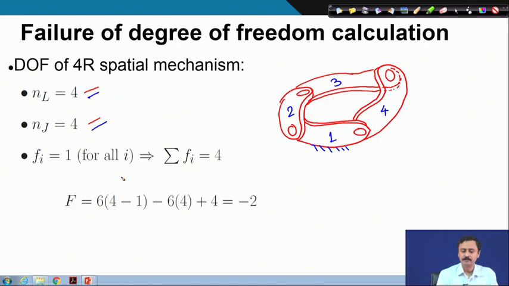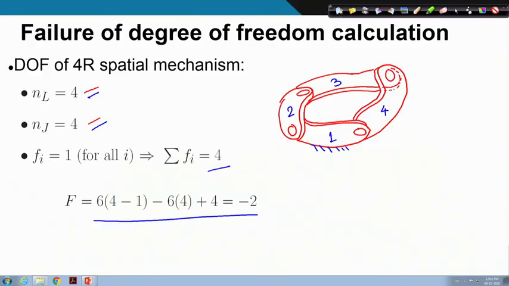Now, the degree of freedom of each kinematic pair, because they are revolute pairs, is 1. So, the summation of degrees of freedom is 4. Therefore, if you do a calculation of the degree of freedom of this chain, it turns out to be -2, which means it is an over-constrained structure.